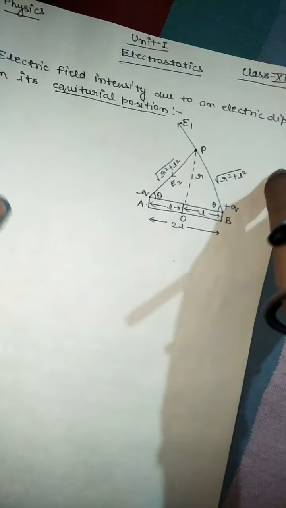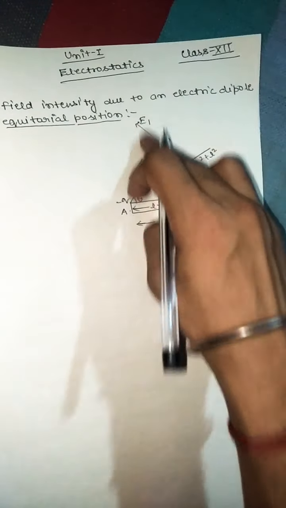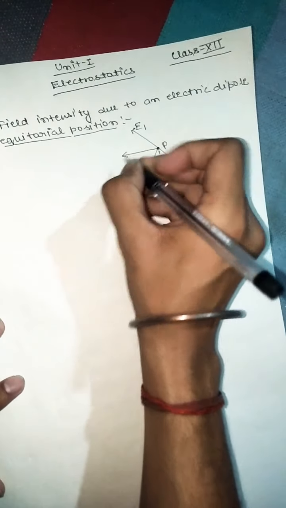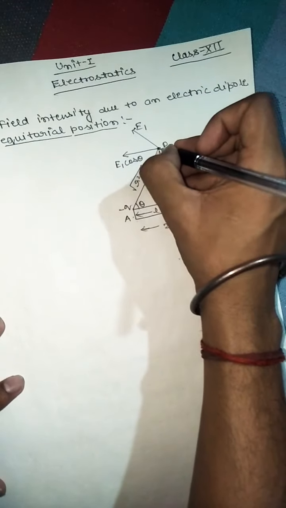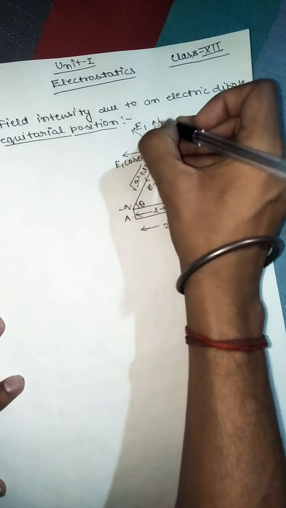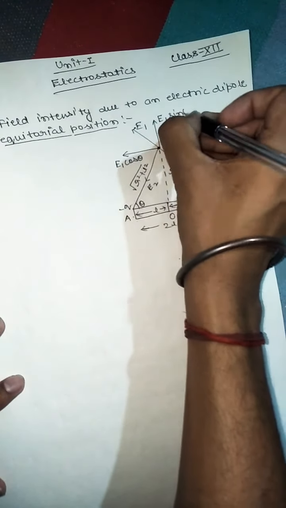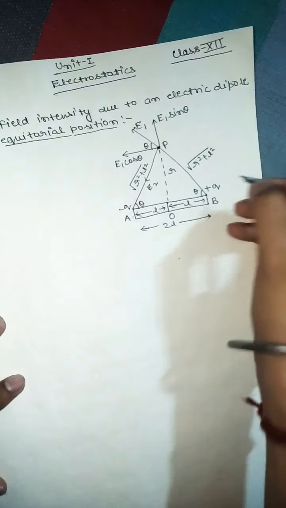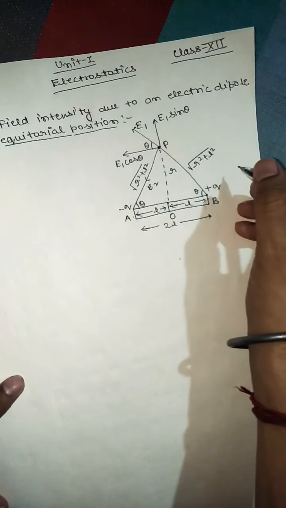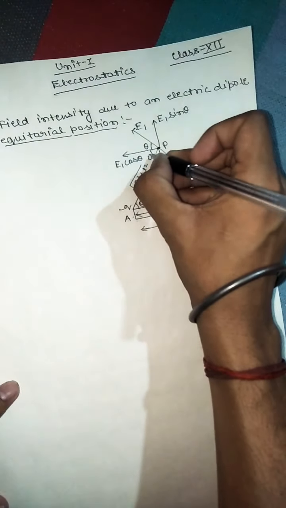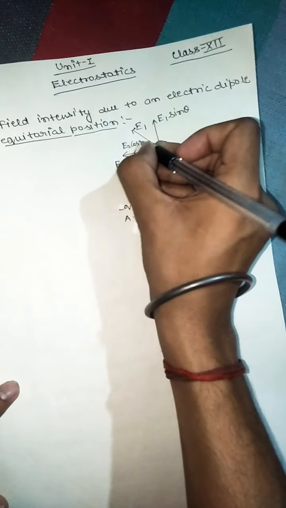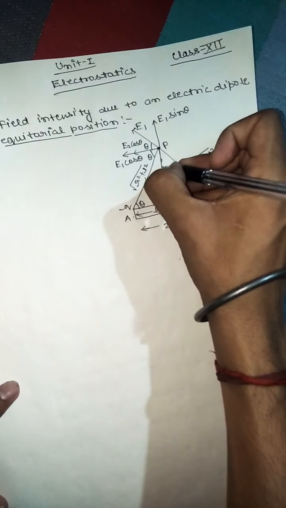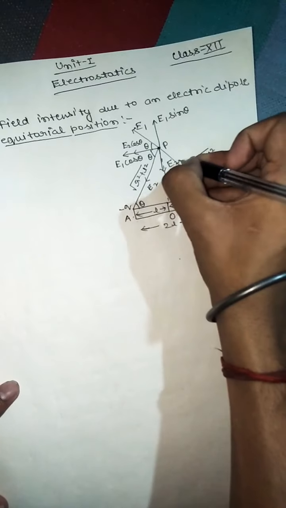Now we are dividing E1 and E2 into their components. How will we divide? The horizontal component of E1 would work in this direction, and that would be E1 cos theta, and the vertical component of E1 is in this direction, and it would be E1 sin theta if this angle is theta. What about E2? If this angle is theta, then E2 cos theta, the horizontal component of E2, would work in this direction, and E2 sin theta would work downward.